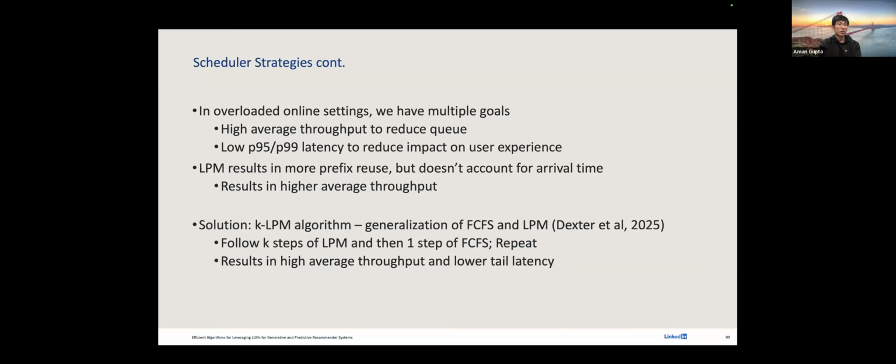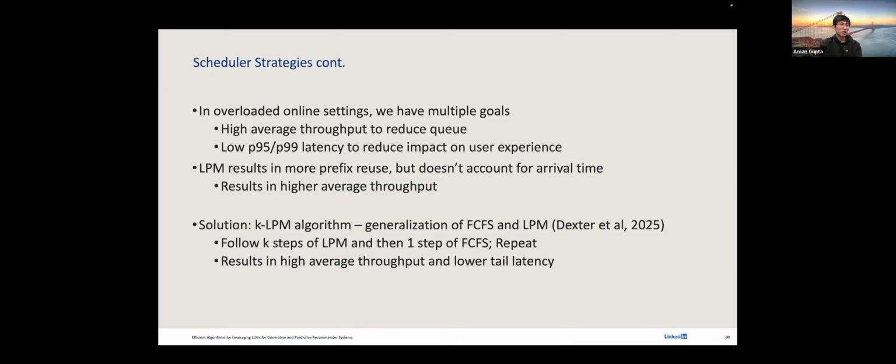So this can lead to unfairness, where a new request might be repeatedly deferred because it doesn't share enough prefixes with existing batches. To address this, a more balanced approach has been proposed by Gregory and our team, which is called the K-LPM algorithm.